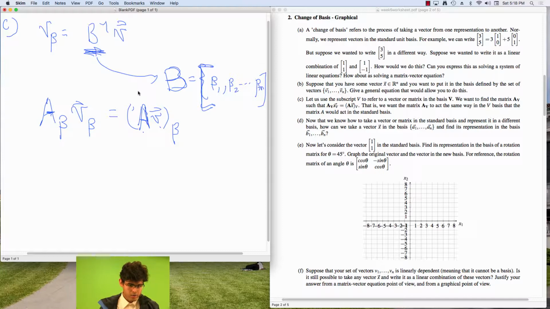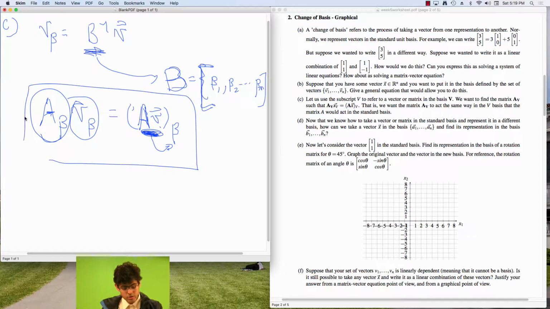And so just think about that for maybe 10 seconds. We want to be able to do some computation in the standard basis and then go to basis beta. And doing that computation in the standard basis and going to basis beta should be equivalent to going to basis beta and then doing that computation. And actually, we can use this equation to find what A beta should be.